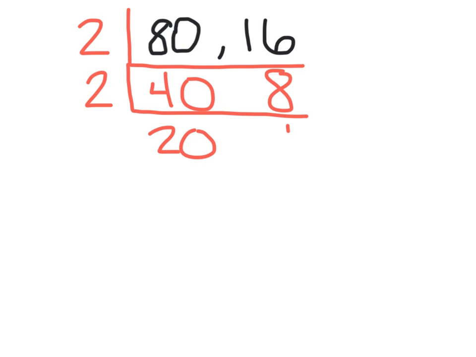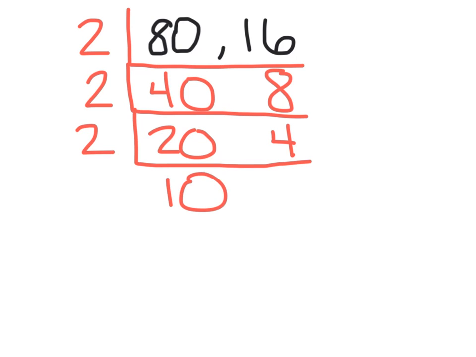8 divided by 2 is 4. Again, both of the numbers are even, so I know I can divide by 2. So build another layer of the cake. Put a 2 on the outside. 20 divided by 2 is 10. 4 divided by 2 is 2.